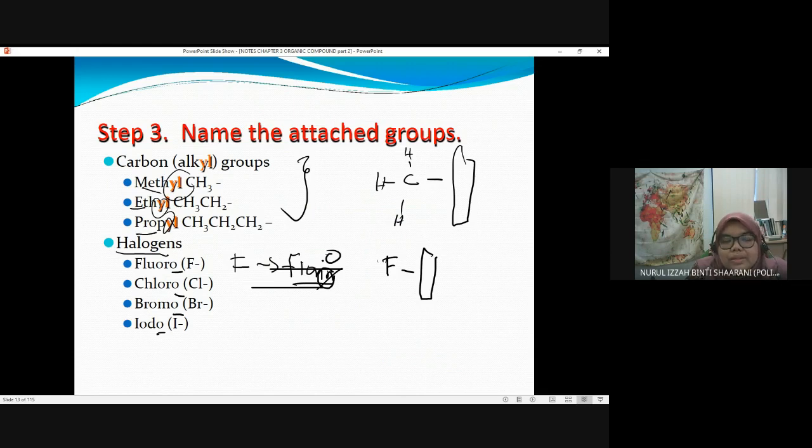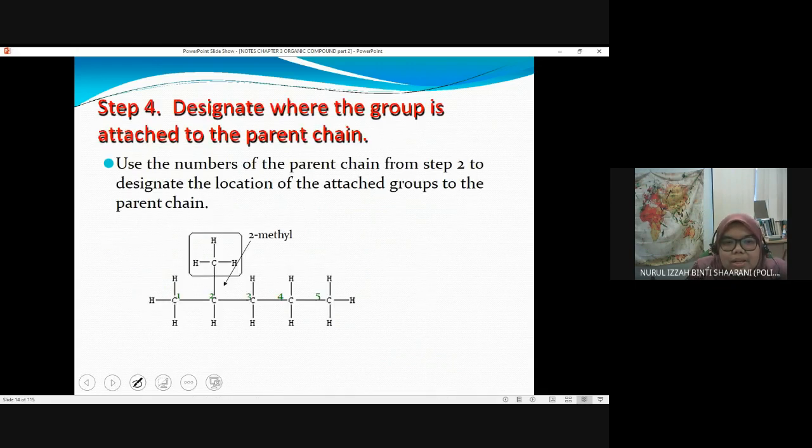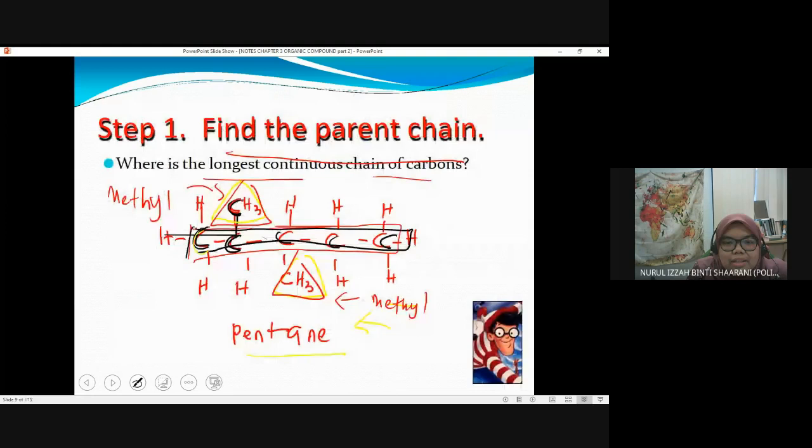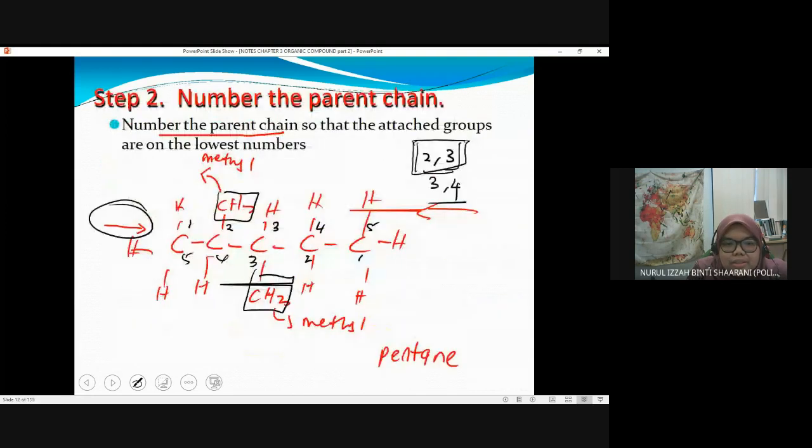When it becomes a substituent to the organic compound, when it attaches to the organic compound, we designate where the group is attached to the parent chain. Like we stated earlier, our substituent is attached at carbon number 2 and number 3. What attaches is a methyl and also a methyl.